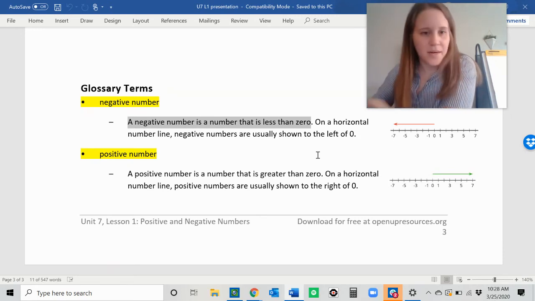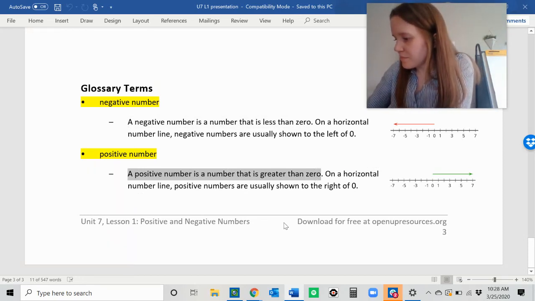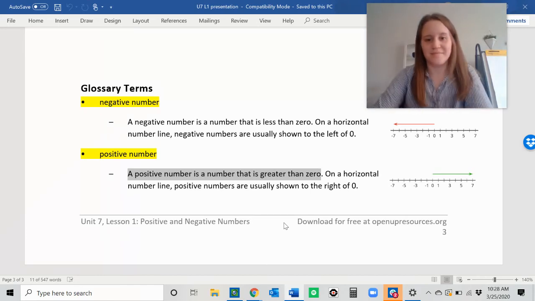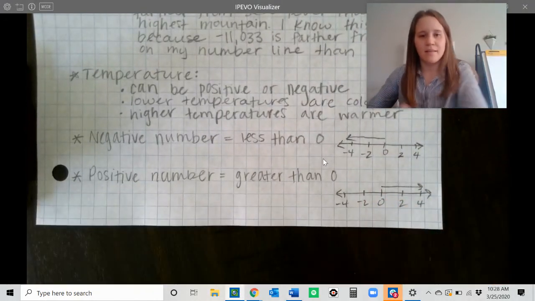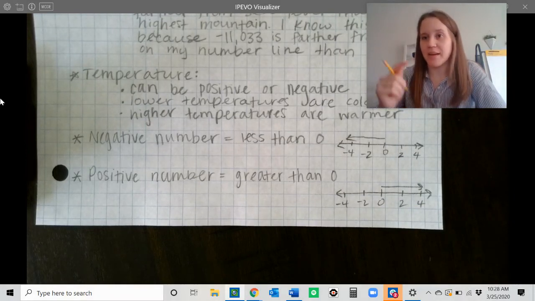And moving on to positive number. I'm just going to write a positive number is a number that's greater than 0. I just want to show you what my notes look like. Awesome. If you need more time to write, go ahead and pause the video.